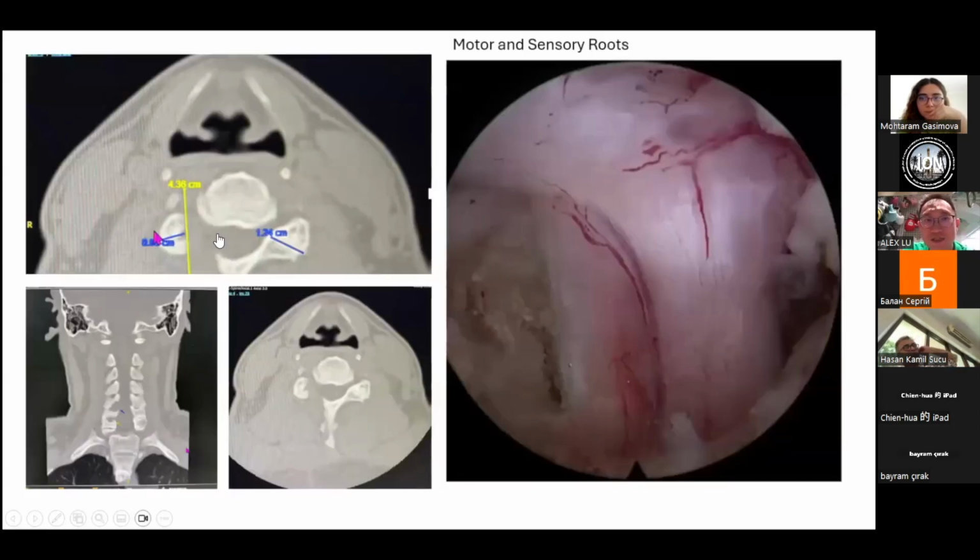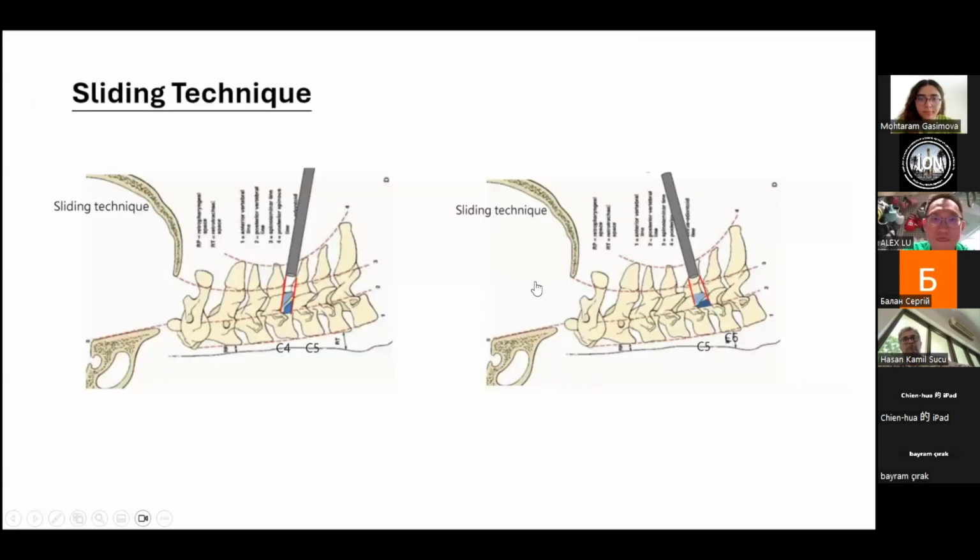As you can see here, most of the time the facet joint resection is less than 50%. The stability is okay. Using the endoscope compared to the microscope, you can see the nerve root very beautifully. As you can see, you should always see two roots. One is sensory, one is motor. Sensory over here, motor over here. Two roots, very beautiful. You remove the disc from the axillary side. It's very safe. And you can do a two level sliding technique.